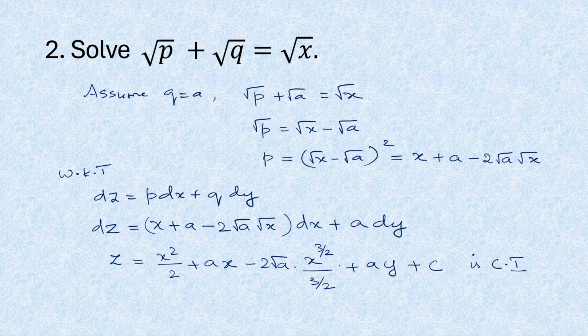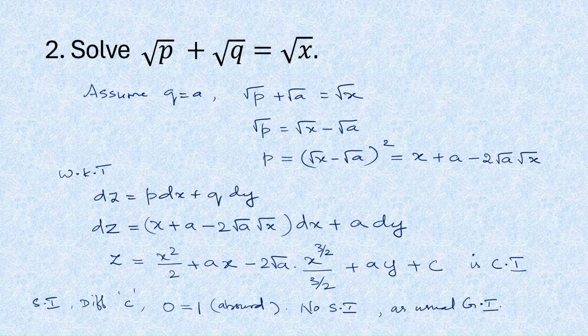Next is to find out the singular integral. While finding the singular integral, I have to differentiate partially with respect to c. While differentiating it, we have 0 is equal to 1, which is an absurd result, so there is no singular integral. And then again, we can find out the general integral as usual by substituting c is equal to f of a.